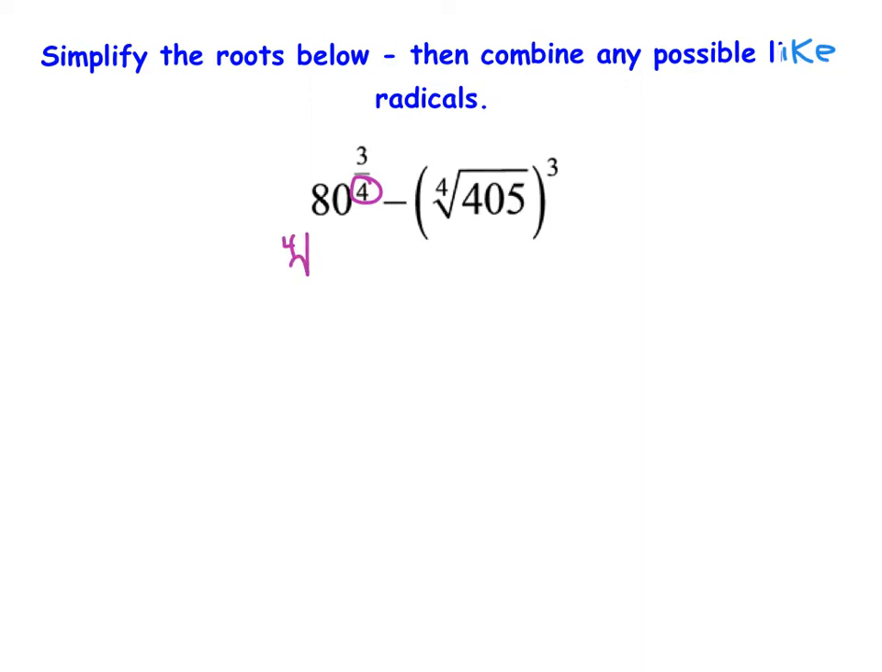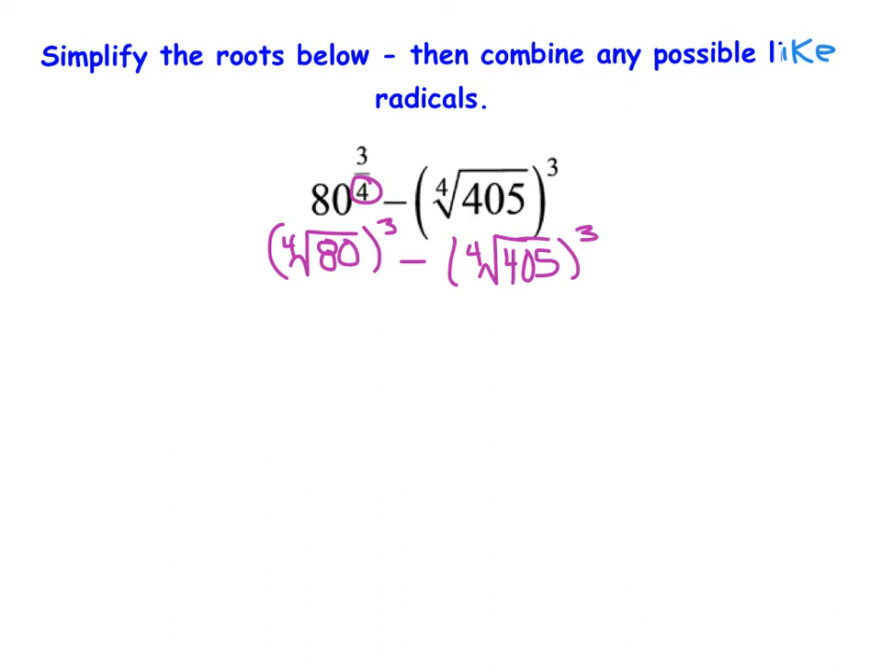So I have 4 root 80. I'm going to put the 3 on the outside, minus, I have 4 root 405 with a 3 on the outside. So now these at least look similar. And I'm going to start by simplifying the root. So I notice here that these are both fourth roots. So I need to think of the fourth roots that are smaller than these numbers.